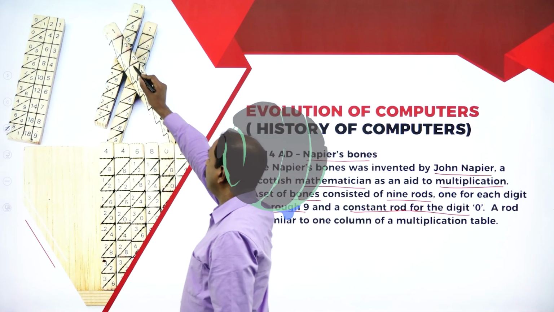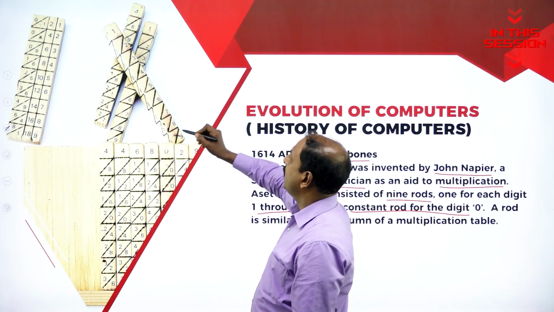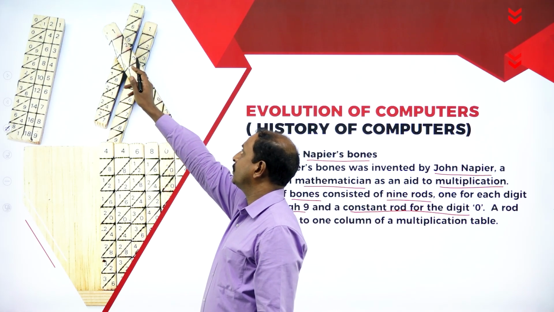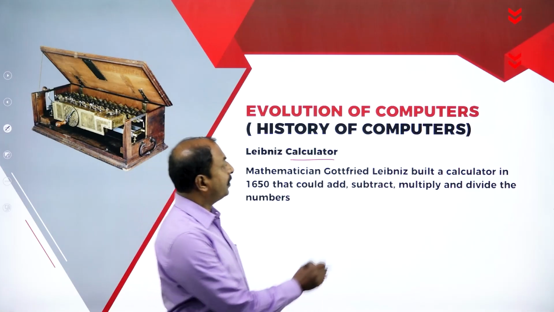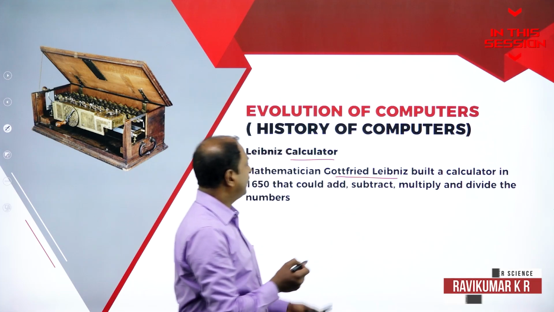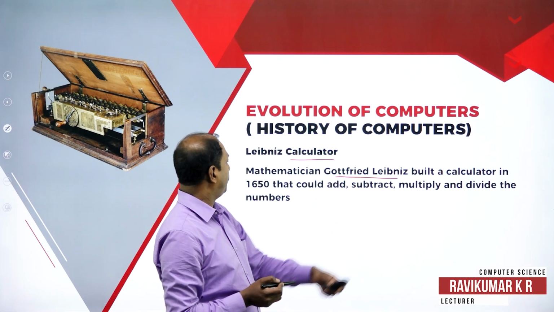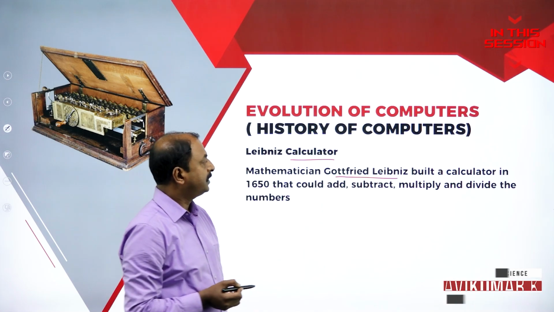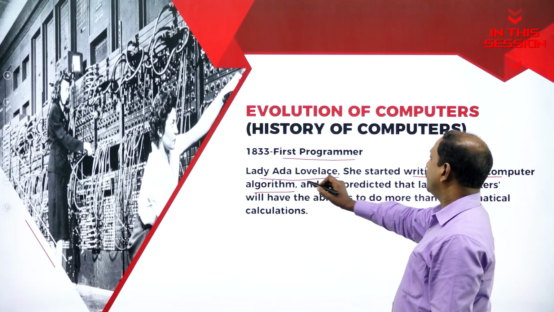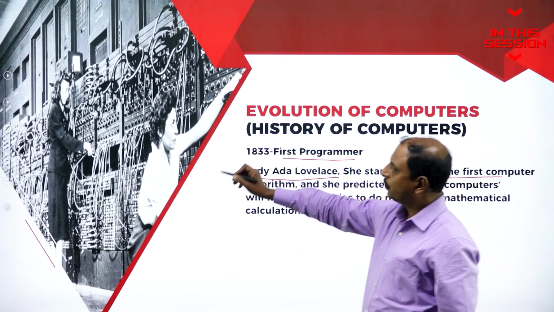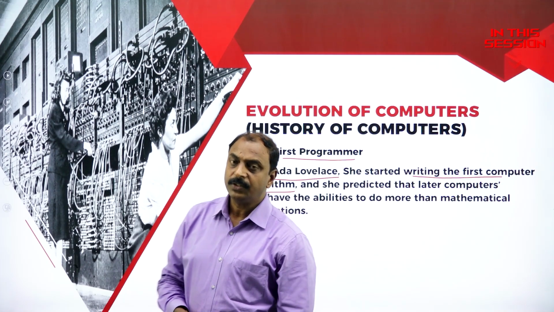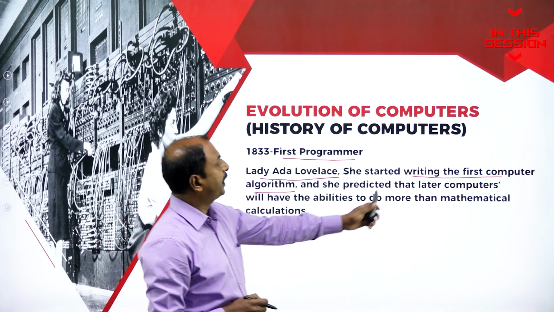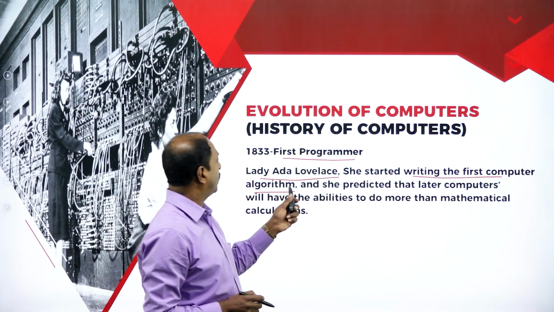This is a rod. It is made up of bone. It is divided into 10 divisions starting from 0 to 9. Gottfried Leibniz is a mathematician. He built a calculator and that is named as Leibniz calculator. Lady Ada Lovelace, as she was working with Charles Babbage for many years, and during those days she started writing the first computer algorithm.